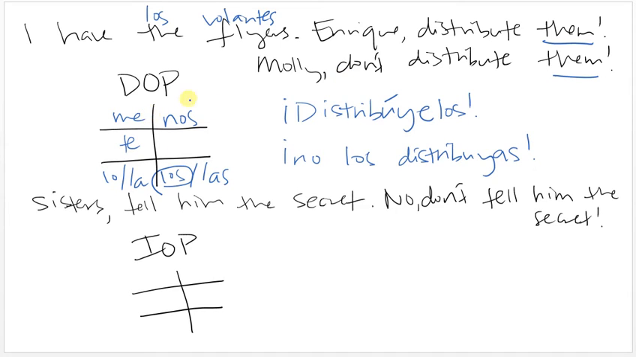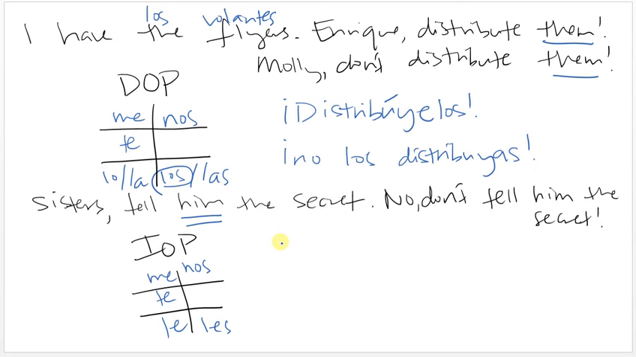This is if I'm using a direct object pronoun. I can also use the indirect object pronoun, which remember is very similar to the direct object pronoun. It's me, te, le, nos, and les. And this says to whom or for whom about the verb. So tell him the secret. The secret is my direct object. Him is my indirect object. So to whom am I telling the secret? To him.